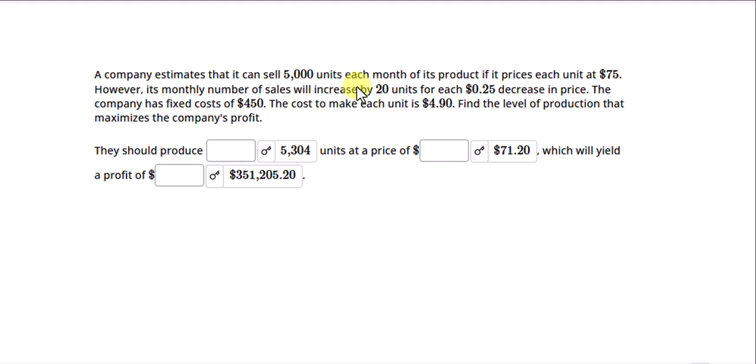So we want to maximize the profits, and so we have to get the equation or the function for the profits. Recall that the profit is equal to the revenue function minus the cost function. Let's find the revenue and the cost function so that we can do the subtraction. Okay, we can do the cost function very easily. It says right here we have the fixed cost of $450.